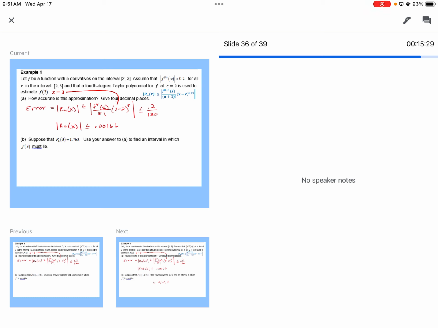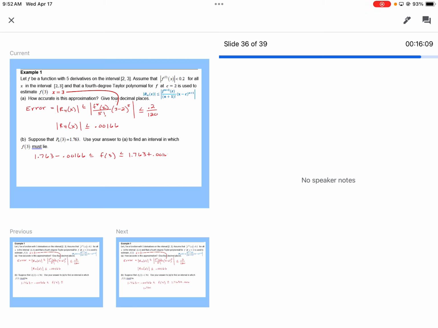Do you remember when we did the alternating series error, we said the true sum falls between what? You take the approximation minus your error on one side, and the approximation plus your error on the other side. So f of 3, the true answer, must lie between the estimate minus the error and the estimate plus the error. You just need to plug in numbers.